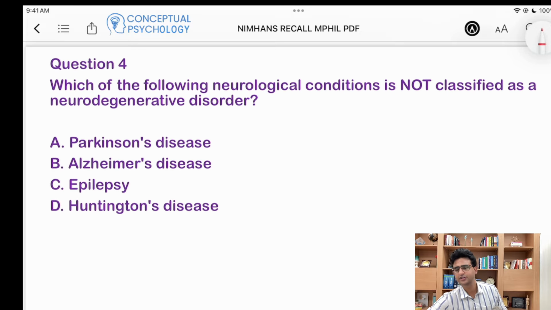Which of the following condition is not classified as neurodegenerative disorder? It's very simple. Epilepsy is not a neurodegenerative disorder. Parkinson's, Alzheimer's, Huntington's, all are considered as degenerative condition where there is loss of tissue. Epilepsy can be because of multiple causes, but it is not considered as a neurodegenerative disorders. The answer is C, epilepsy.